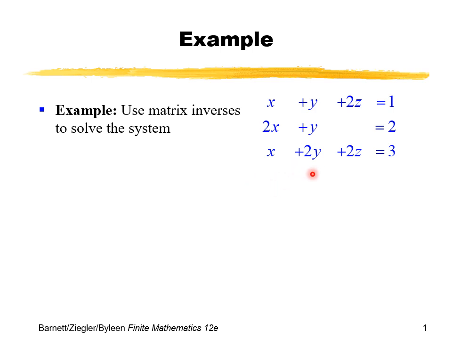The number of unknowns should equal the number of equations, because we are going to make a square matrix. So it should be 2 by 2, two unknowns and two equations, or 3 by 3, three unknowns and three equations, and so on.